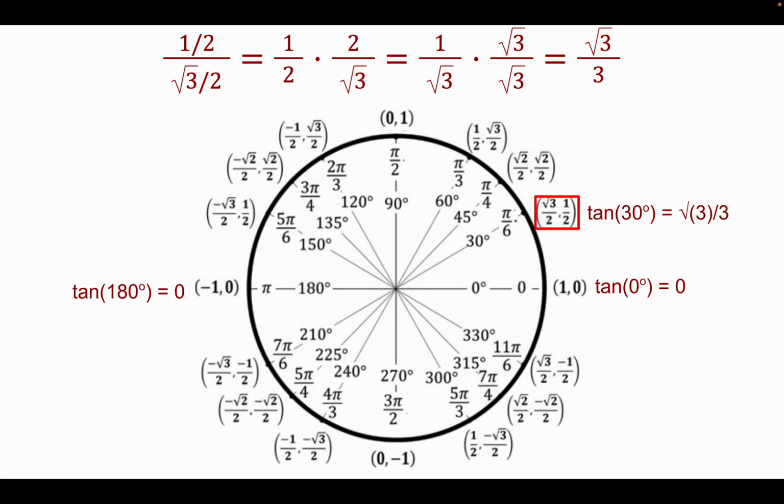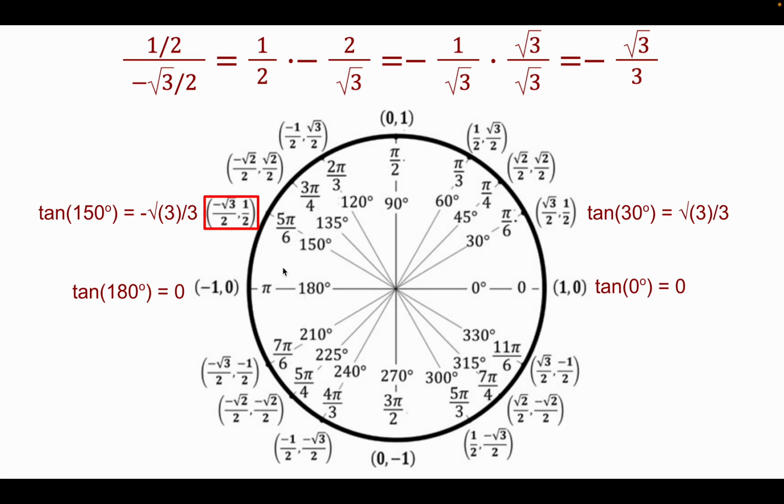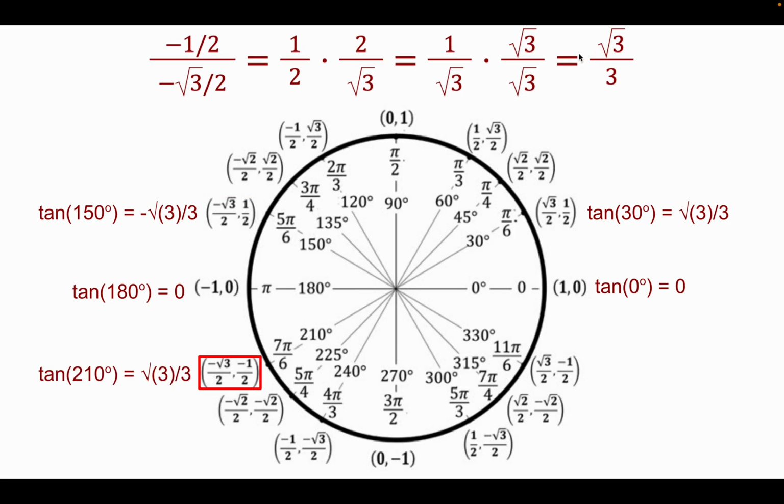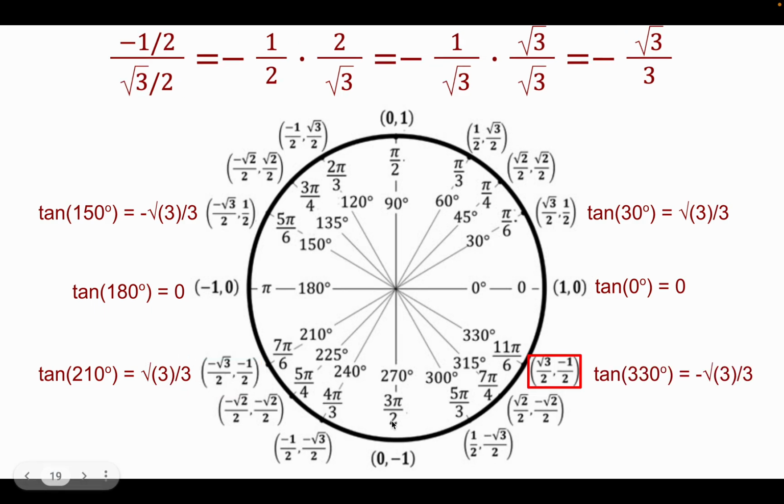Now there are 3 other spots on the unit circle with very similar x and y values: 150 degrees, 210 degrees, and 330 degrees. So we're just going to go through and fill in those as well. You can see if you have one negative and one positive, your final tangent result will end up being negative. So this one's just negative square root of 3 over 3. You can see the work for that up at the top of the screen here. If they're both negative, then your final result will be positive. So this one will be positive square root of 3 over 3, and negative square root of 3 over 3 at 330 degrees, because only one of those values is negative.